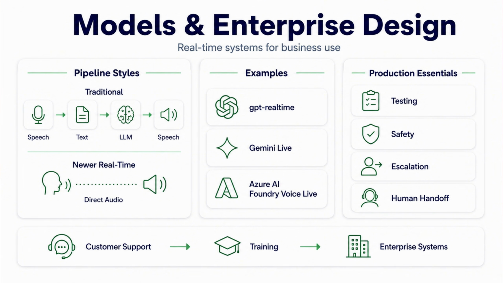So the examples in this space include OpenAI GPT Real Time, Google Gemini Live, and Azure AI Foundry Voice Live. These systems are designed for a low latency conversational experience where AI can listen, reason, and respond almost instantly. In an enterprise environment, this becomes very powerful when combined with tools and RAG because the assistant can now not only speak naturally but can also retrieve specific business information and help the user complete the task during the conversation itself.